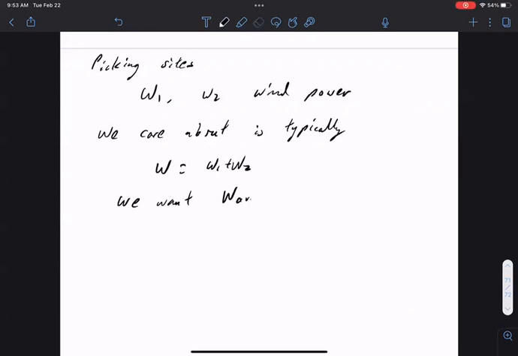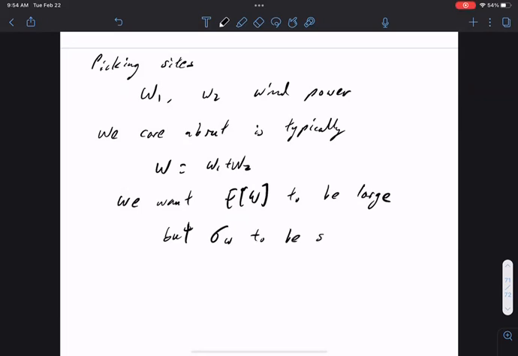the mean of W to be large, of course, more power I get, but the standard deviation to be small. Okay, so these two may not be in the same direction. Because you're not always guaranteed that you can make this large and make this small. Okay, you typically don't have this kind of guarantee. Right, and maybe you have two sites. Some sites you have a small sigma, but also small mean. Sometimes you have a large mean, but also small sigma.